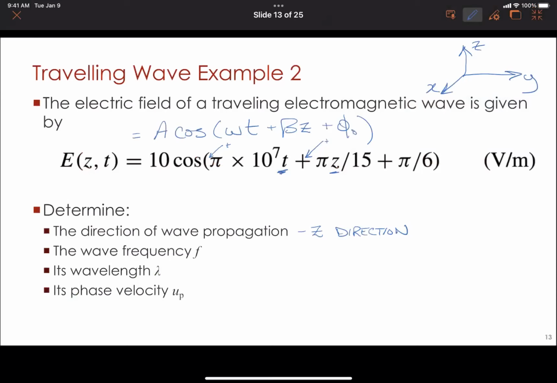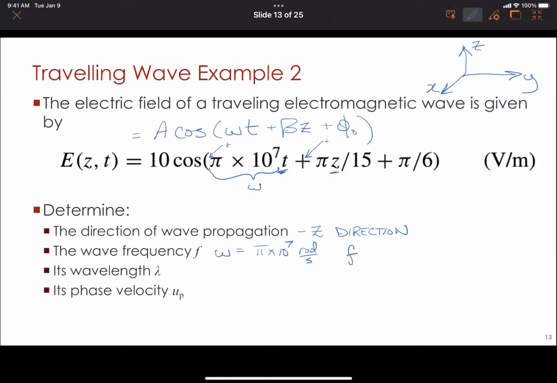How would you get the wave frequency? Think about that for a second. Well, you could compare omega with that pi times 10 to the 7 t. Yep, that's how you do it. Since it's matched in form, you can deduce that whatever is multiplied by the t is omega. So omega equals pi times 10 to the 7 radians per second.